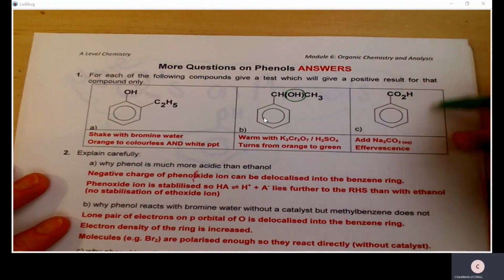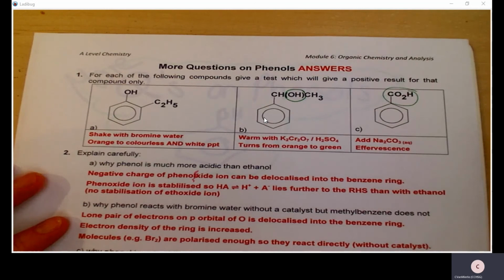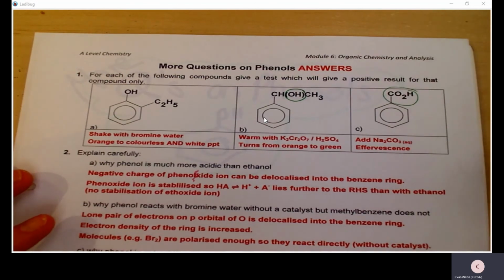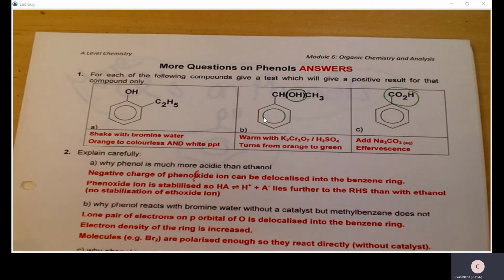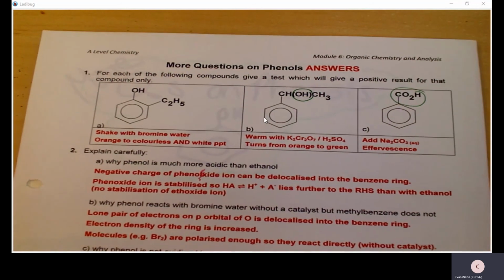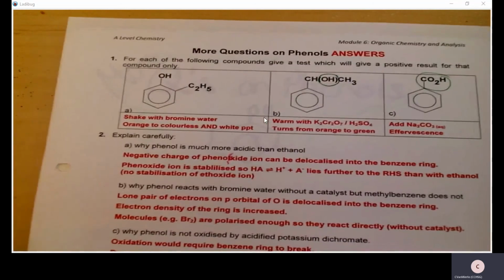And then we have got our carboxylic acid group here. So we are going to add sodium carbonate and we will see effervescence. Remember that we choose sodium carbonate here, not putting sodium in, because had it been a phenol, we don't want to see any effervescence. So we need to choose something that will only give this positive result with this functional group.